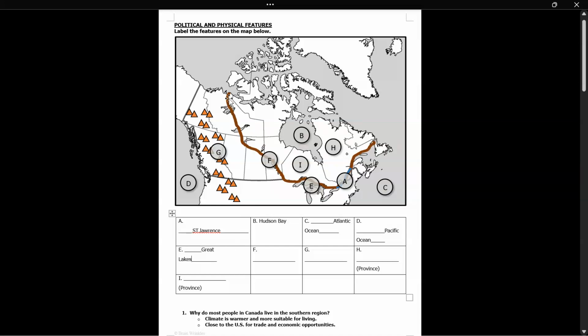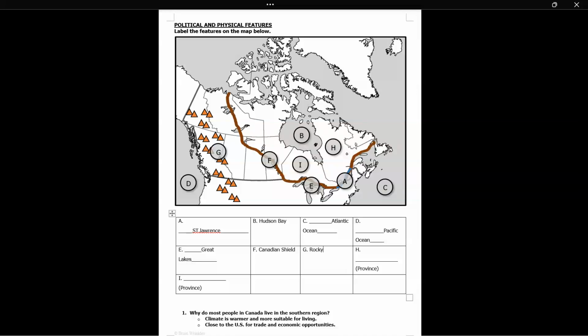F is talking about a rich mineral field, fertile, arable, great land for Canadians, very important for their GDP and their economy. It is the Canadian Shield. G. G is talking about a mountain range that goes from north of Canada all the way to the midwest of the United States. A lot of you say you have seen it before. That would be the Rocky Mountains.